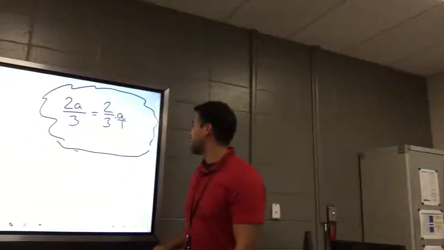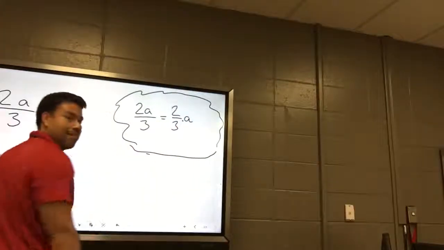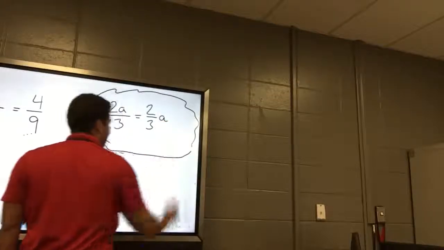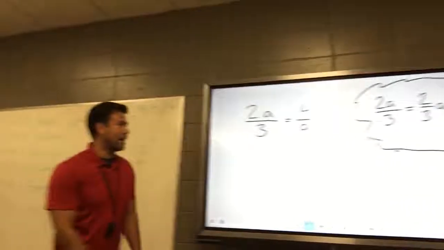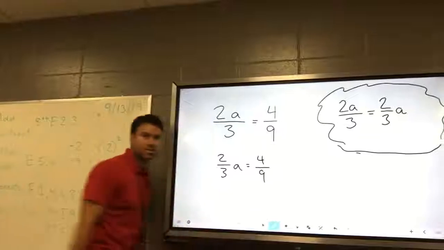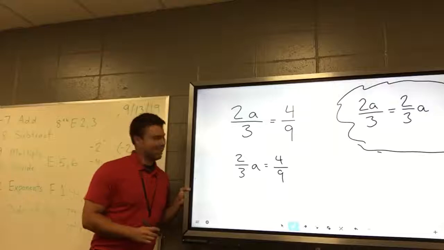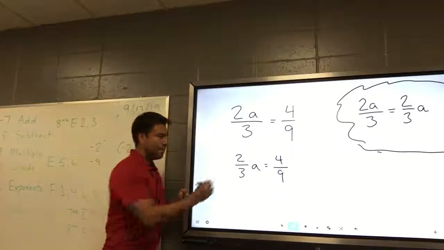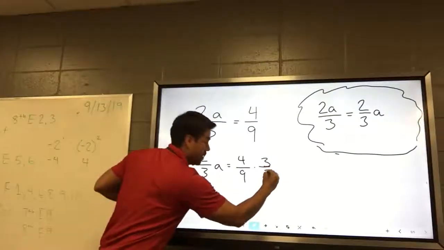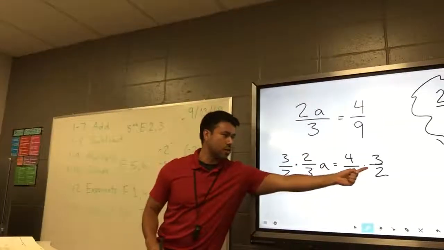I'm going to delete that and that and that, and that. And then I get an easier problem: 2/3 A equals 4/9. All right, what do you do to both sides? Ellie. Do you multiply by 3/2? Why 3/2 and not 9/4? Hagen, why do I multiply by 3/2, not 9/4?